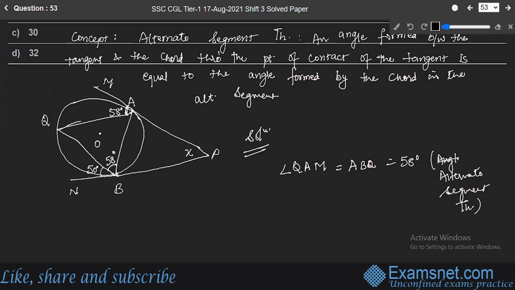Okay. Similarly, angle QBN. This is equal to 50 degree, right? This angle is equal to 50 degree. QBN is equal to angle BAQ is equal to 50 degree. The reason is same, alternate segment theorem. So that means this angle is equal to 50 degree.